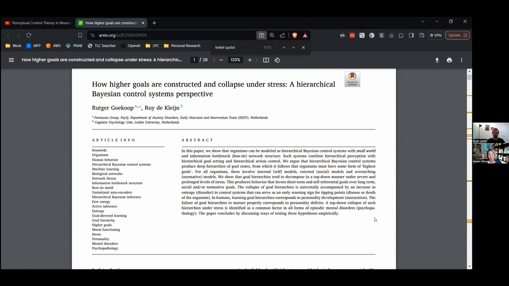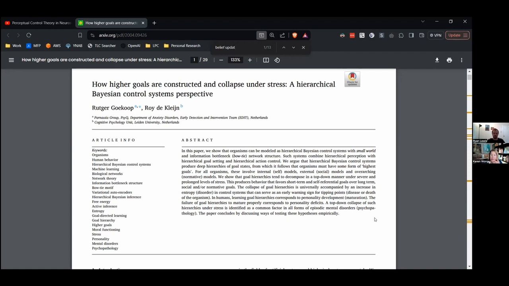The collapse of goal hierarchies, which is what's happening in the world today, is universally accompanied by an increase in entropy or disorder in control systems that can serve as an early warning sign for tipping points, disease or death of the organism, the fall of the Roman Empire, okay?